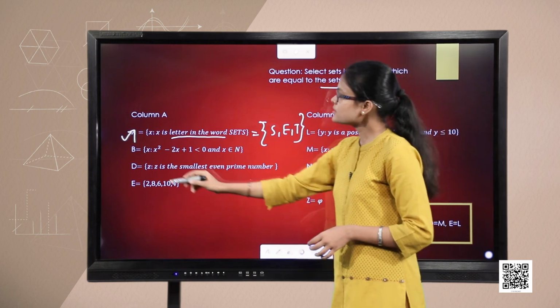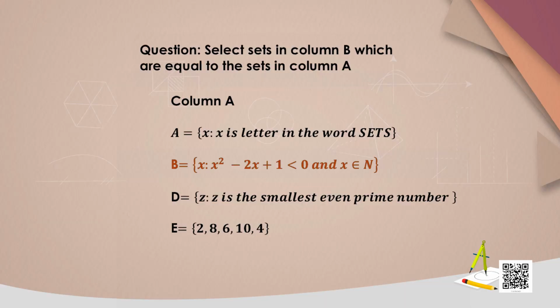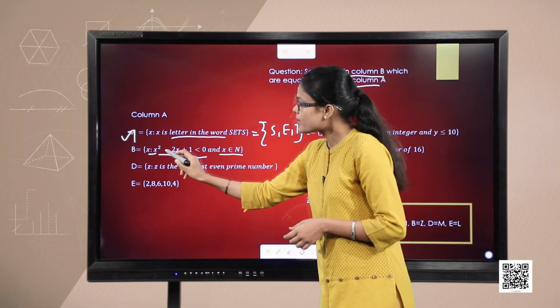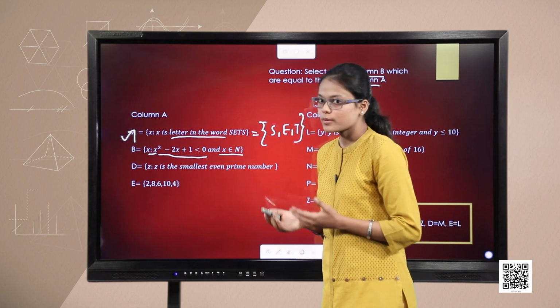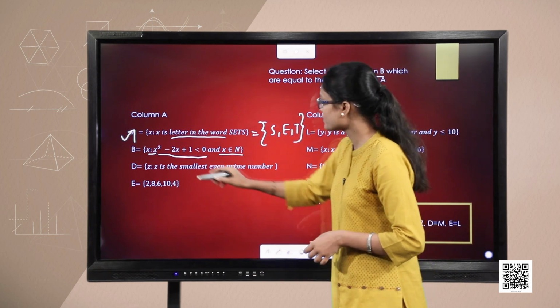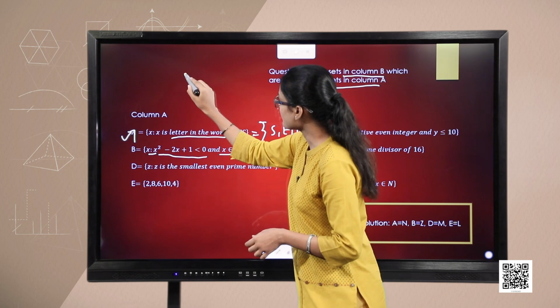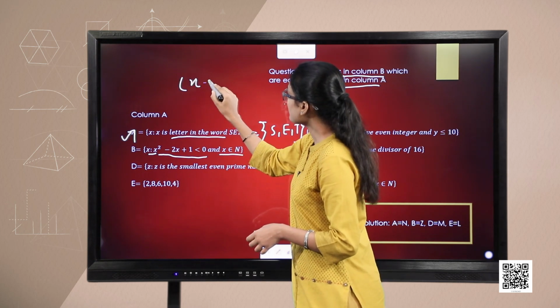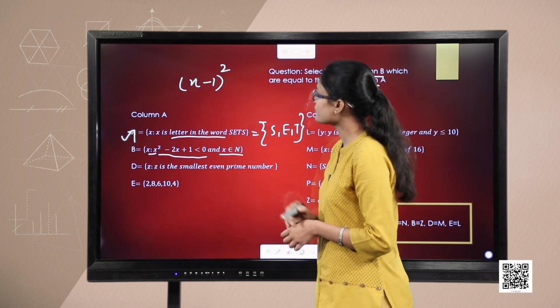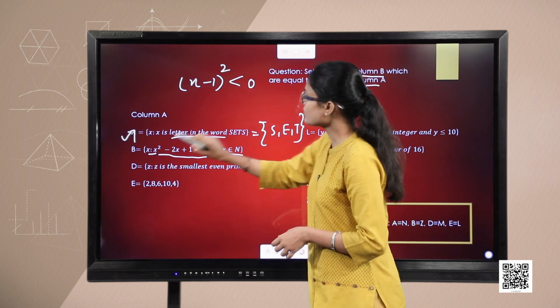Now, set B. B is the set of all those natural numbers which satisfy this inequality x square minus 2x plus 1 less than 0. You may see x square minus 2x plus 1 is forming a perfect square, which I can write here as (x minus 1) whole square less than 0.